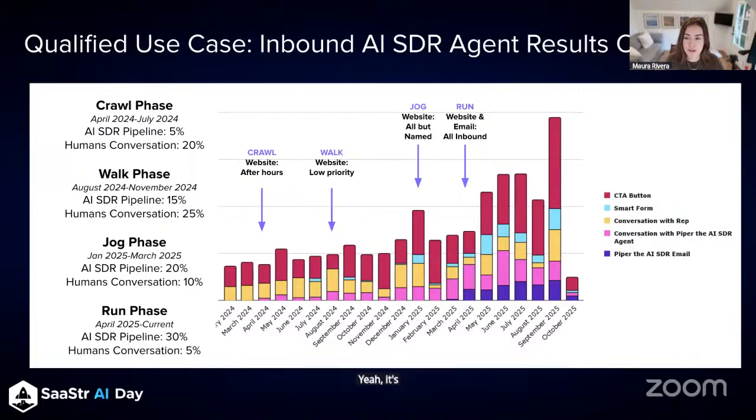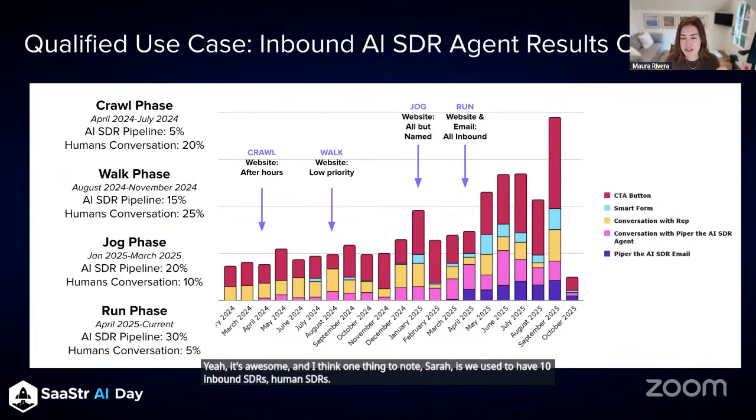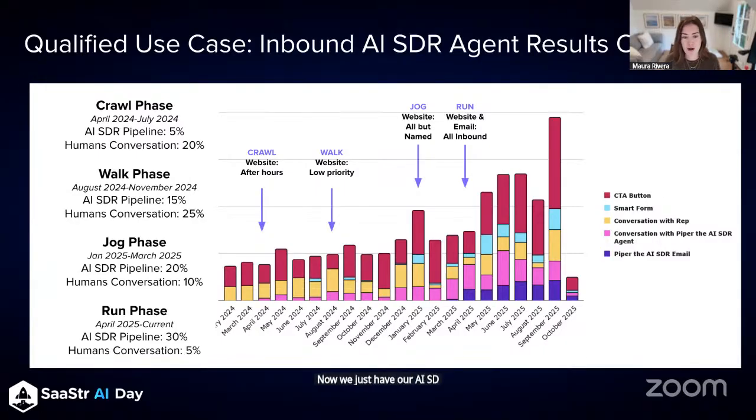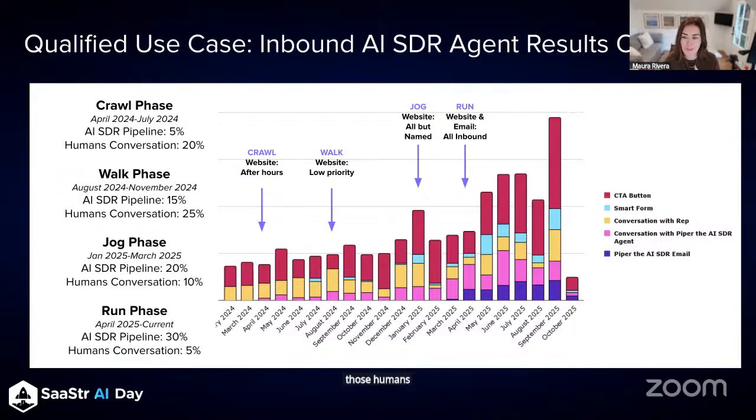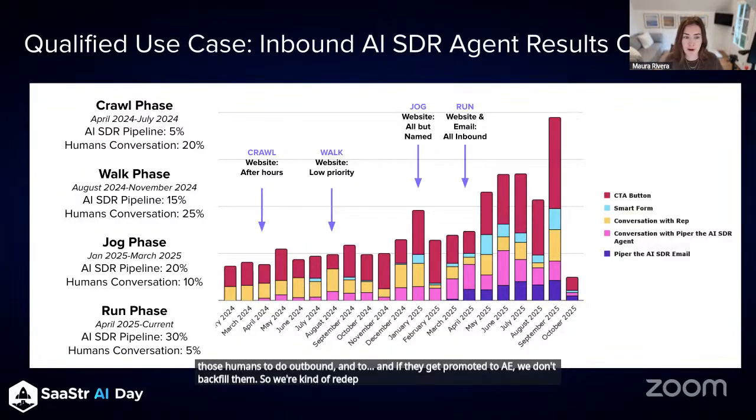Yeah, it's awesome. And I think one thing to note, Sarah, is we used to have 10 inbound human SDRs. Now we just have our AI SDR agent. She's doing all of the work for all of our inbound, and we've redeployed those humans to do outbound, and if they get promoted to AE, we don't backfill them. So we're redeploying them for other parts of the business.